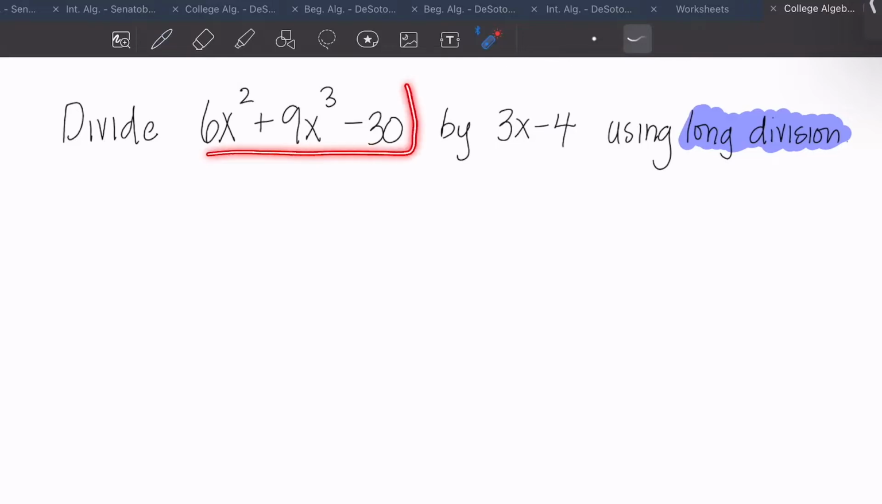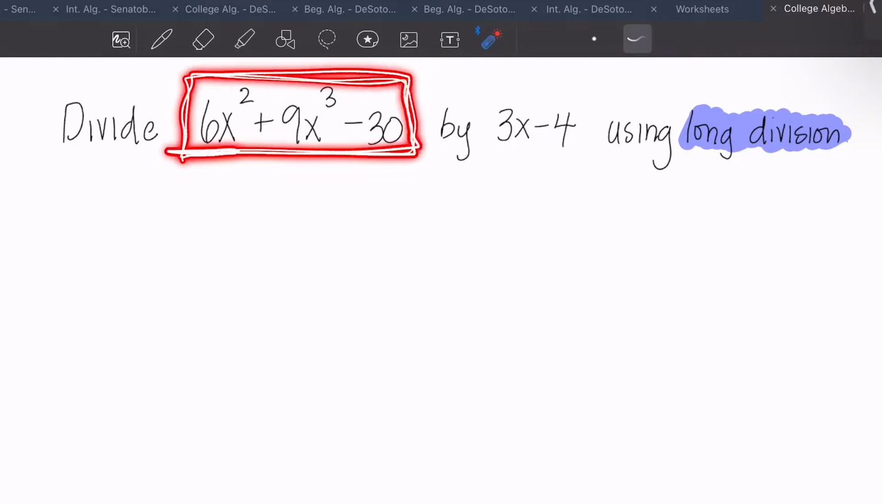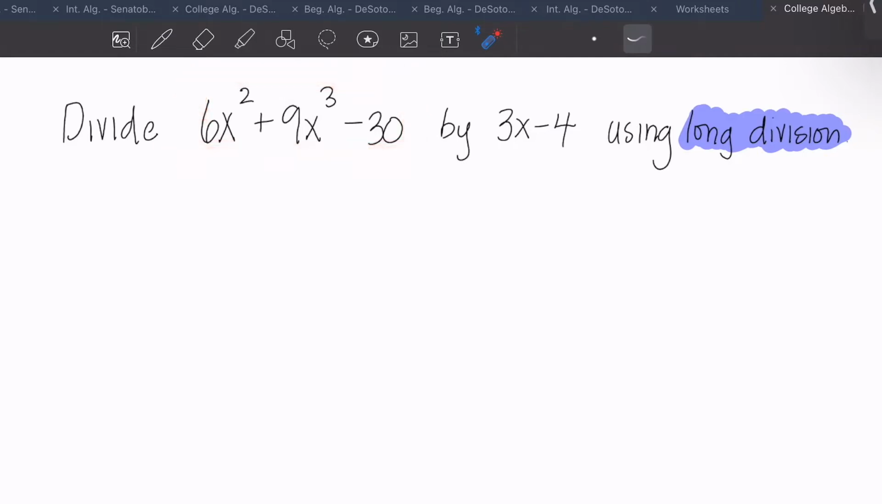First thing you need to do is have your polynomial in descending order. That means your powers are going down: 3, 2, 1, 0, and every single one needs to be accounted for. So if we rewrote this, we would have 9x cubed plus 6x squared, and we don't have an x term, so we need to add 0x minus 30.